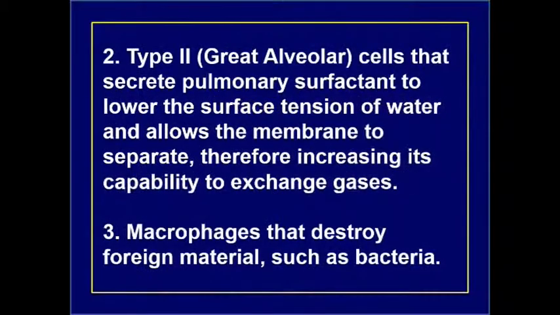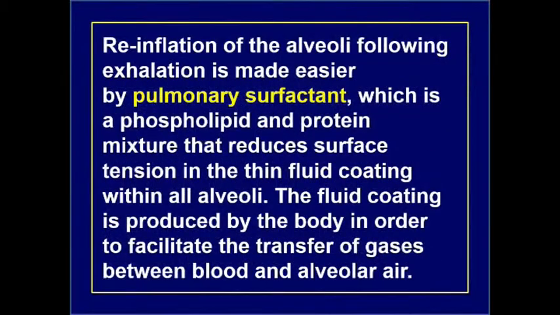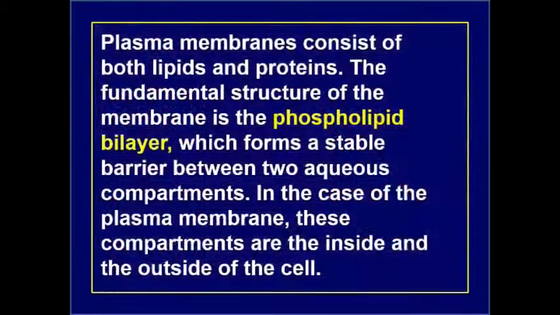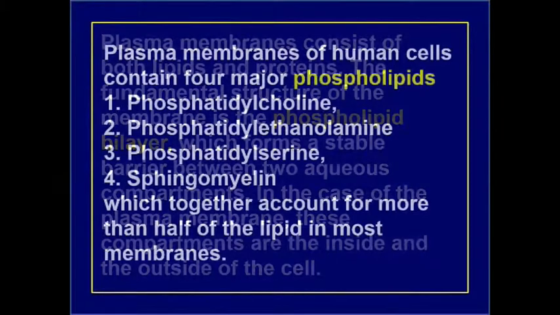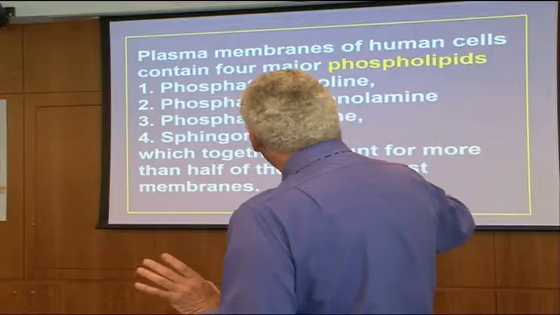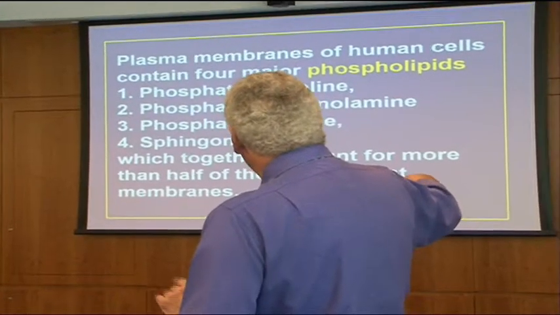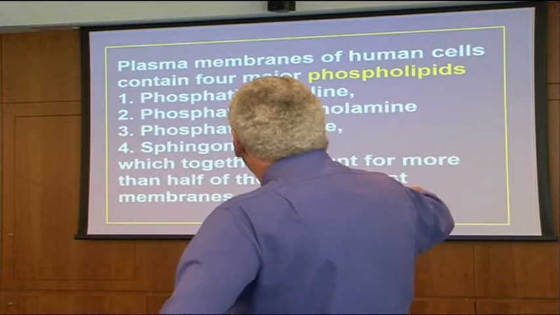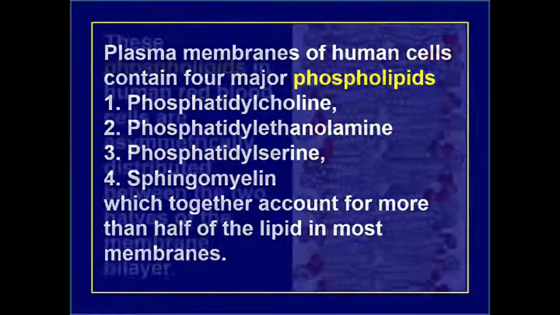There are 3 types of cells in there, so let's work through those. So in the plasma membranes we have a phospholipid bilayer, in other words a double layer of phospholipids, and these phospholipids are made of phosphatidylcholine, phosphatidylethanolamine, phosphatidylserine and sphingomyelin.